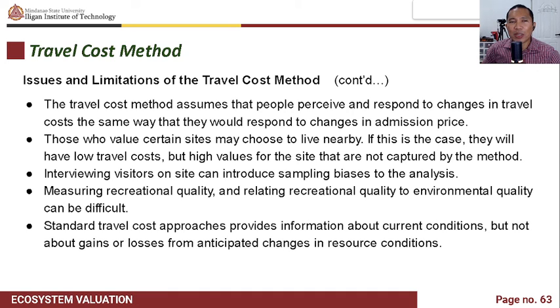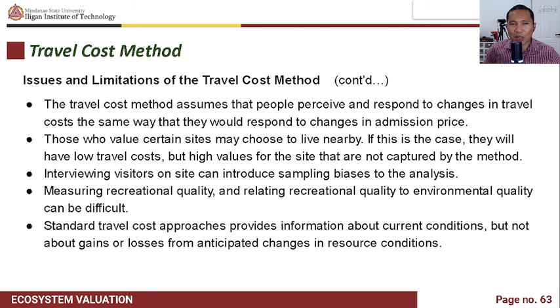All right. And those who value certain sites may choose to live nearby. Okay. So, for example, if you really love the beach, then most likely you will be buying a property in Palawan or in Coron or in Siargao. And this will actually affect the travel cost, right? And some people would even buy property on the site if they really love the services that nature provides. Okay, but the high values for the site are not captured by the method.